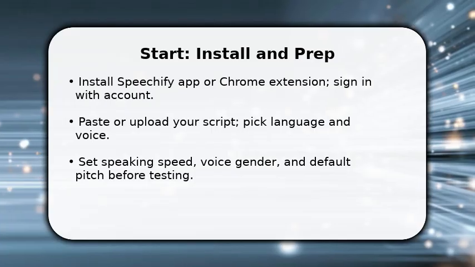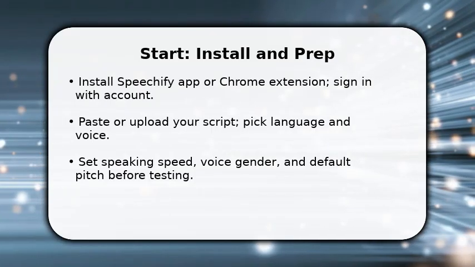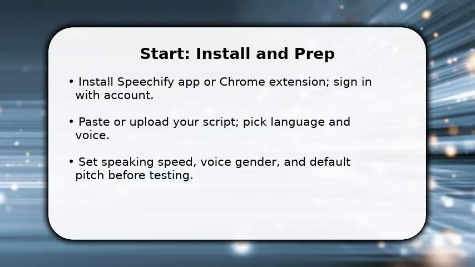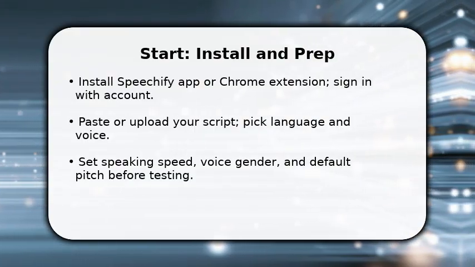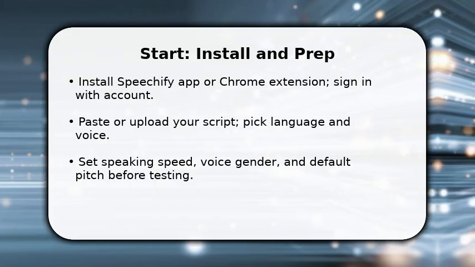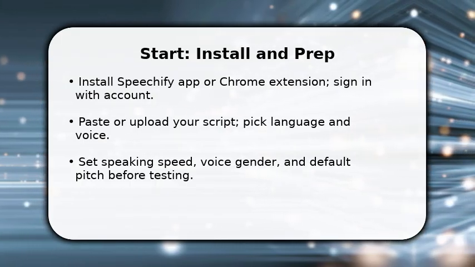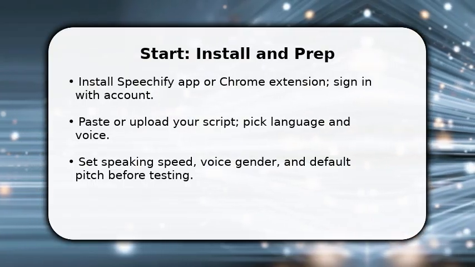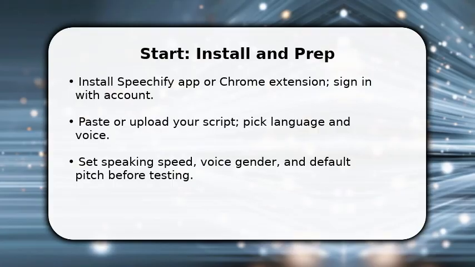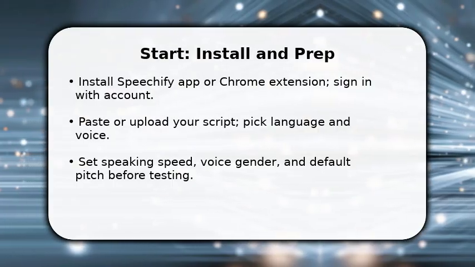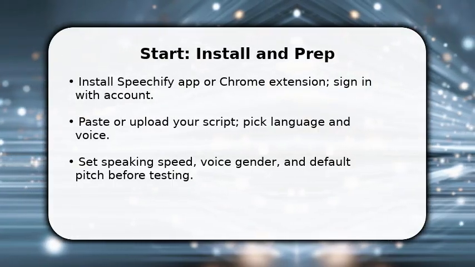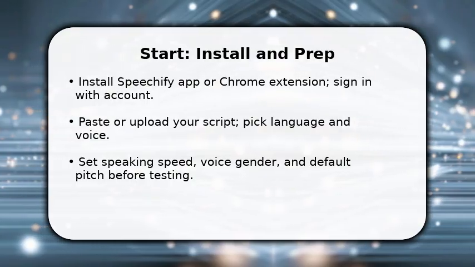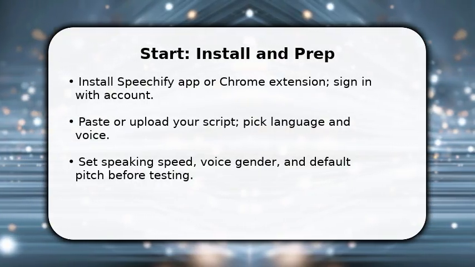Enjoy the video. You're going to start by getting Speechify running and ready. Install the app or extension, sign in, and immediately paste or upload the text you want a voice. Choose a voice and language so you hear the character before tweaking anything. Once done, set speaking speed and pitch to a baseline. This affects naturalness and length. Make sure to test a short 20-30 second excerpt. Hearing that sample saves time and points you to the next adjustments.